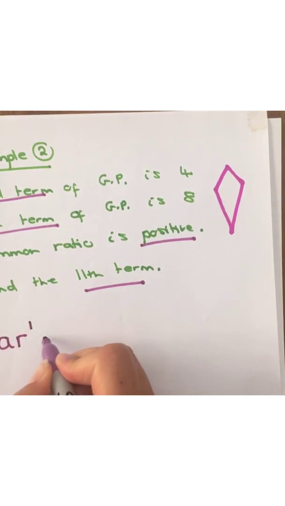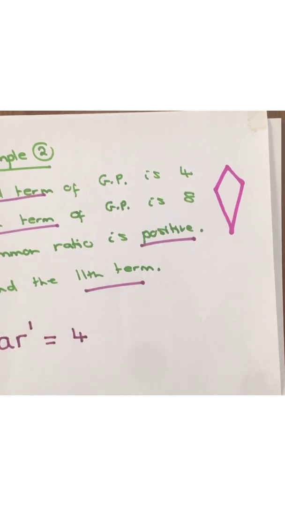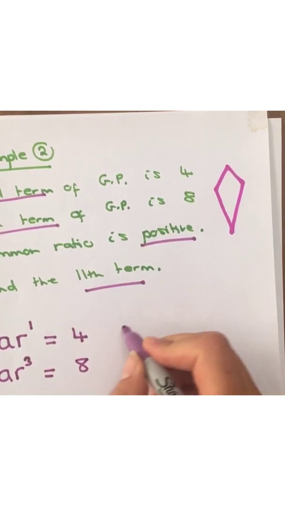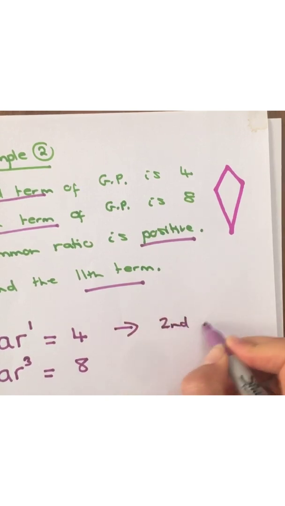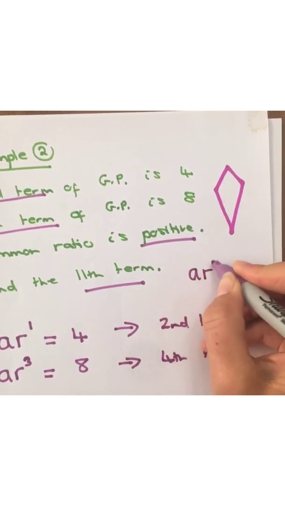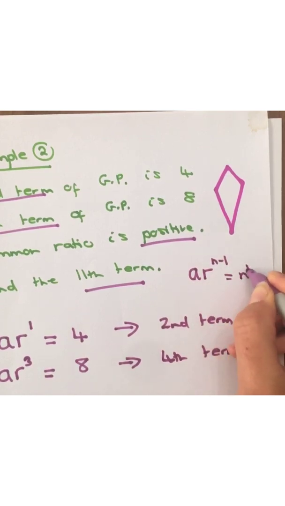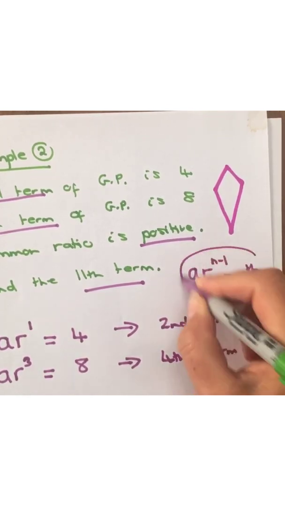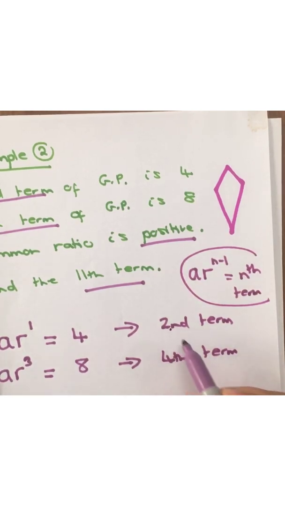Okay, so I know the second term, i.e. AR to the 1, is 4. I know my fourth term is 8. Remember, AR to the n minus 1 is your nth term. So 1 less than 2 is 1, 1 less than 4 is 3. Okay, so I've got 2 equations with 2 unknowns, A and R.